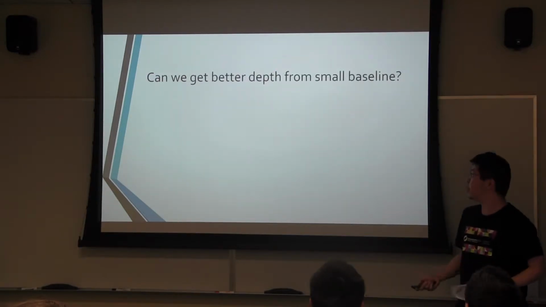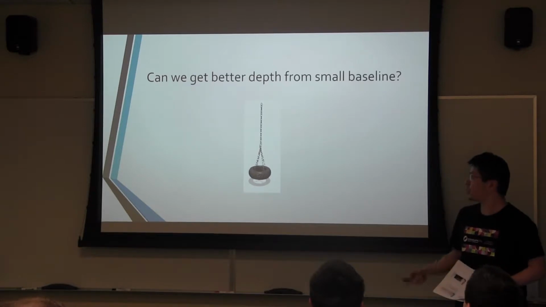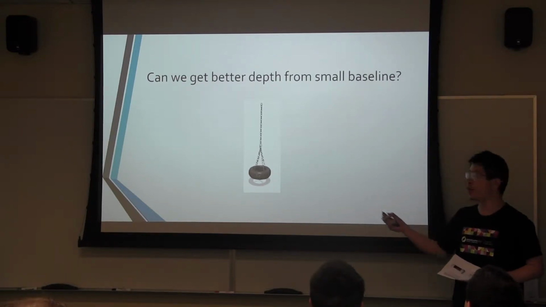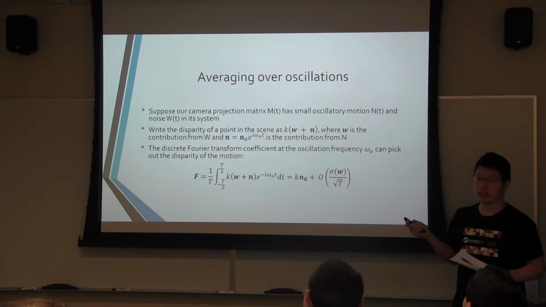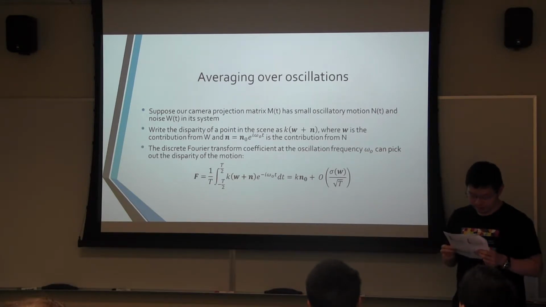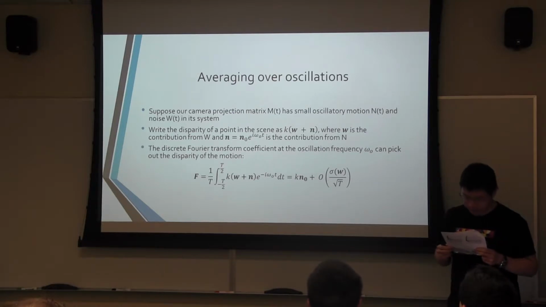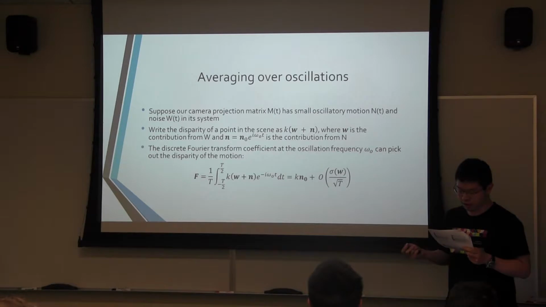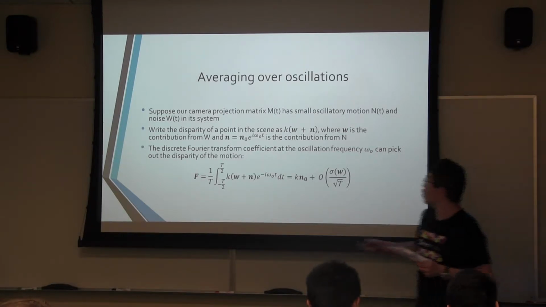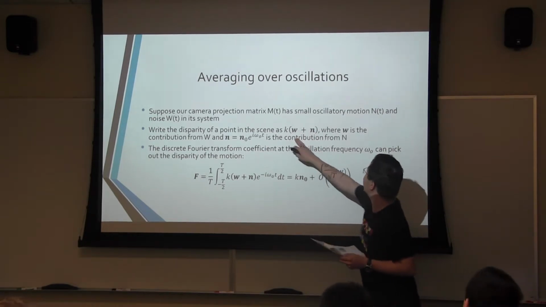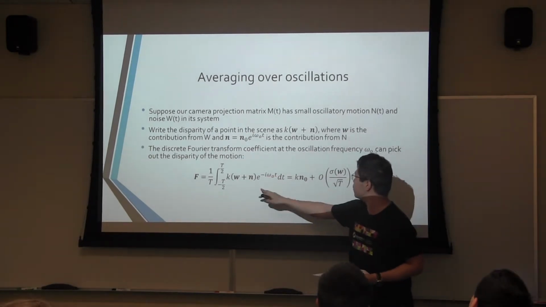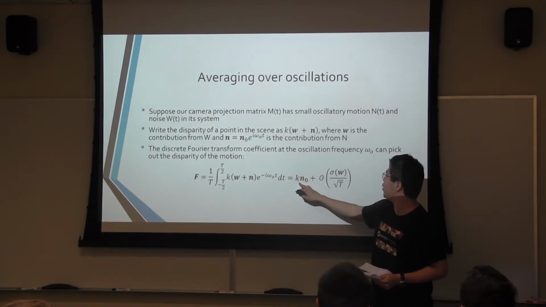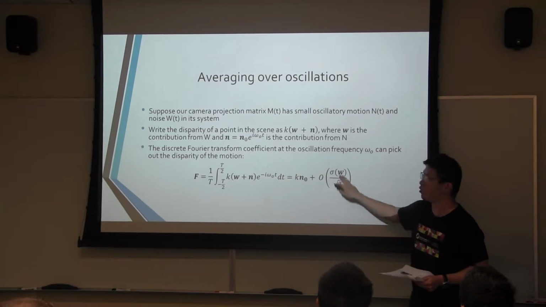And so now the problem is, can we get a better depth from a small baseline? We can see that in nature, objects naturally tend to vibrate. So my proposal is to take a camera and vibrate it as we take a video, and use this to average over oscillations and get a better depth estimate. To do this, if we take a feature in space and project it onto the camera image plane, the disparity can be written as contributions from W and N, where W is noise and N is motion. Then if we take a Fourier transform, we find that the component from the motion stays constant over time, while the component from the noise gets smaller.